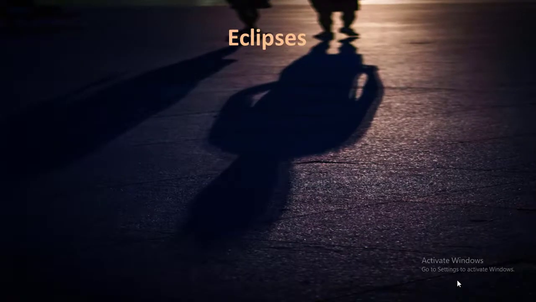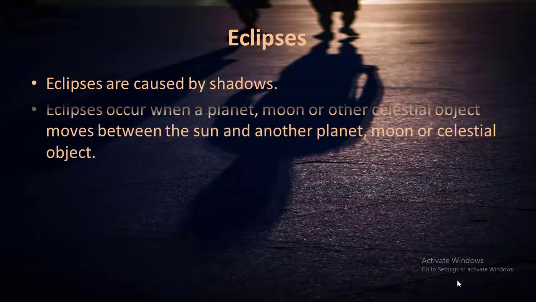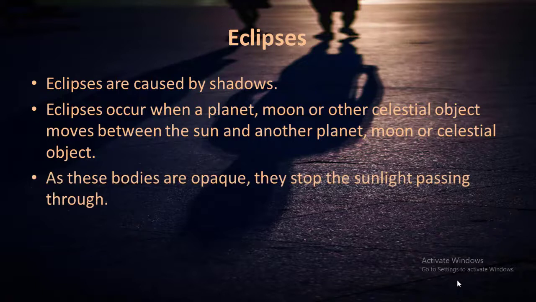Dear students, do you know that lunar eclipse or the solar eclipse, they are also shadows? Yes, these are also shadows. Eclipses are caused by shadows. Eclipses occur when a planet, moon, or other celestial object moves between the sun and another planet, moon, or celestial object. As these bodies are opaque, they stop the sunlight passing through, therefore cast a shadow.